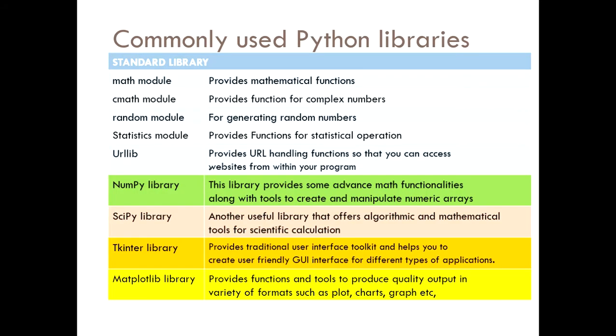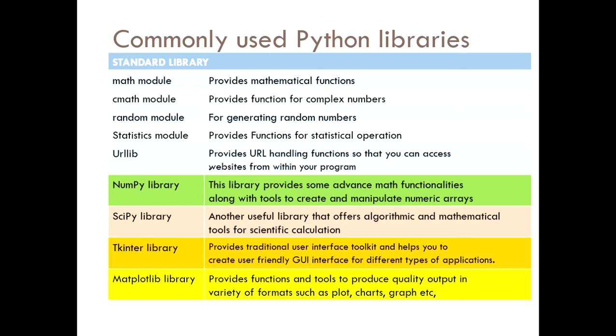Commonly used Python libraries: the math module provides mathematical functions. The cmath module, where C denotes complex numbers, provides functions for complex numbers. The random module is for generating random numbers. The statistics module provides functions for statistical operations.